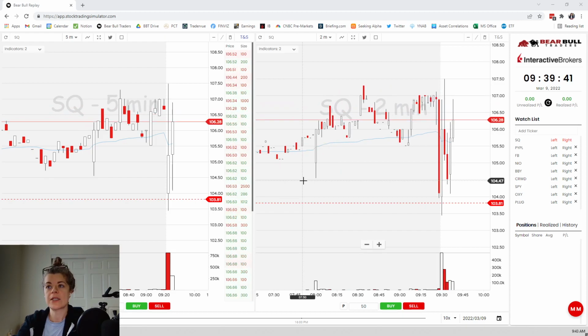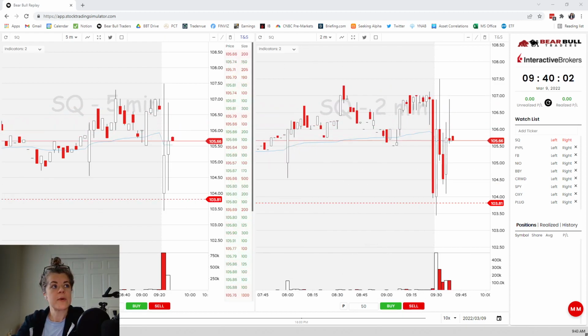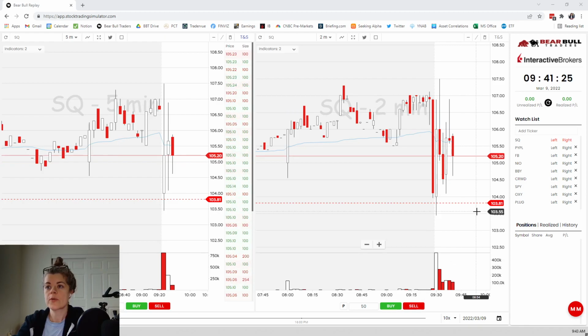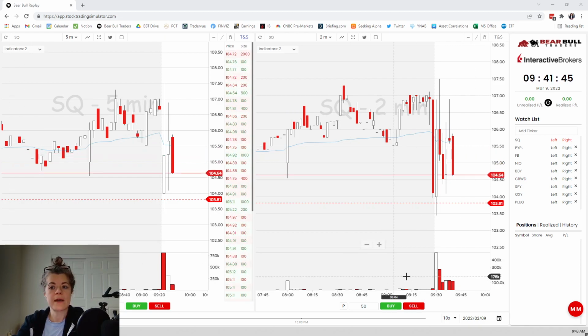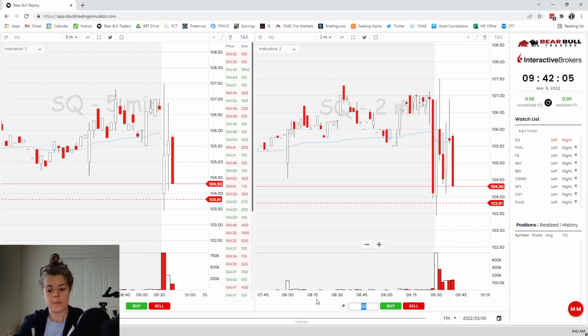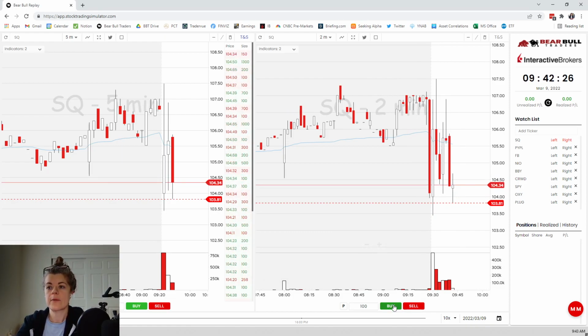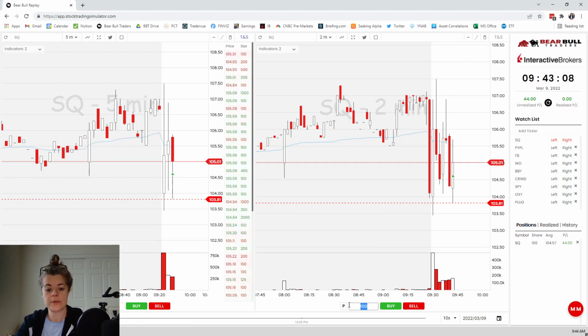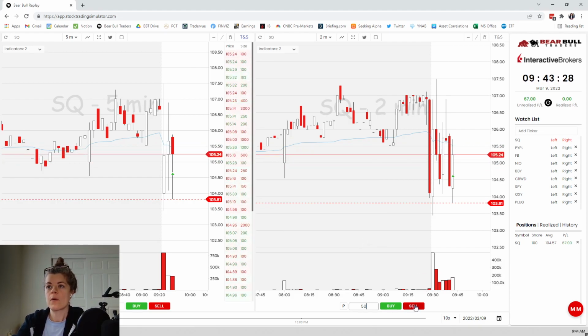As you can see, it's really chopping around, right? So we're just stuck in this area. We're not getting any smooth moves up or down. So we'll just wait and see if it comes back. If it comes back, I will consider buying it at the level. Okay, so we pulled back. I'm going to buy here. I definitely want a partial as we get close to 106. It's kind of rejecting.